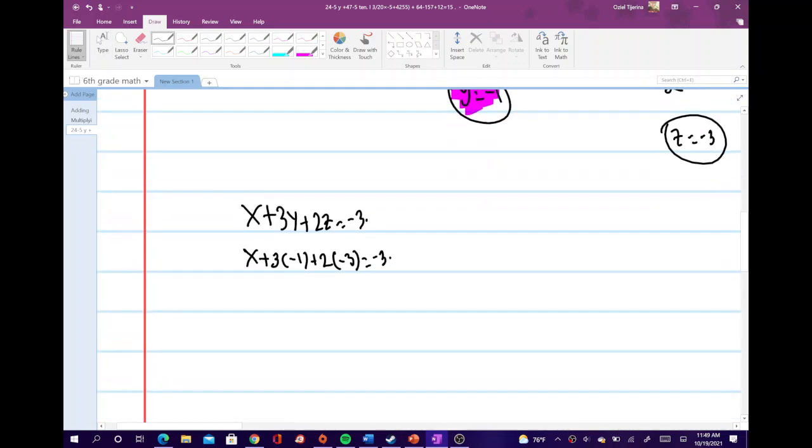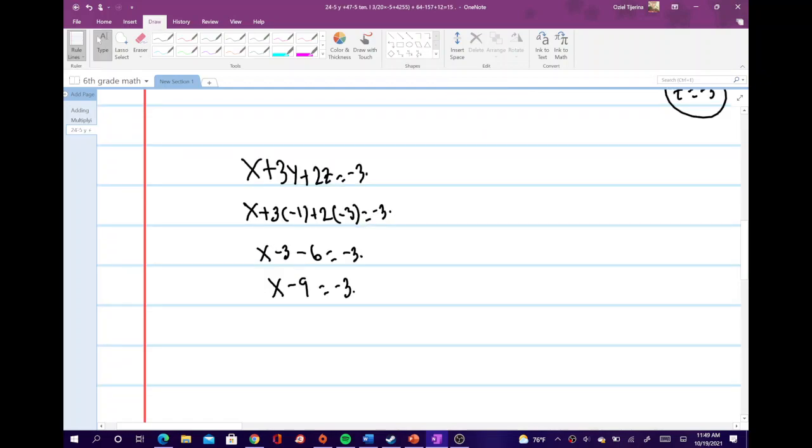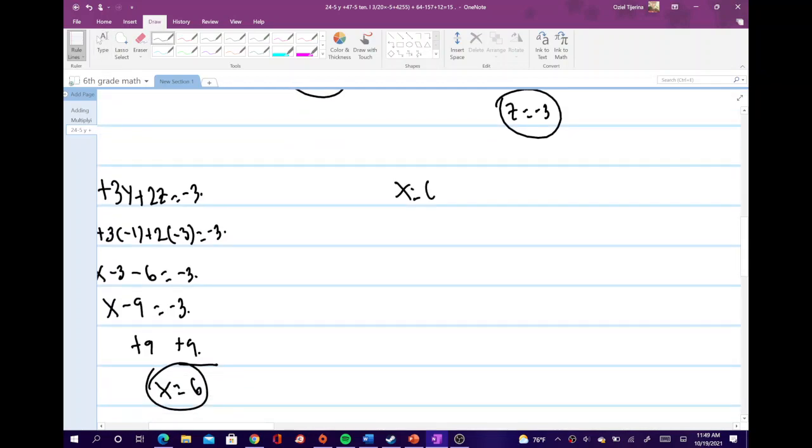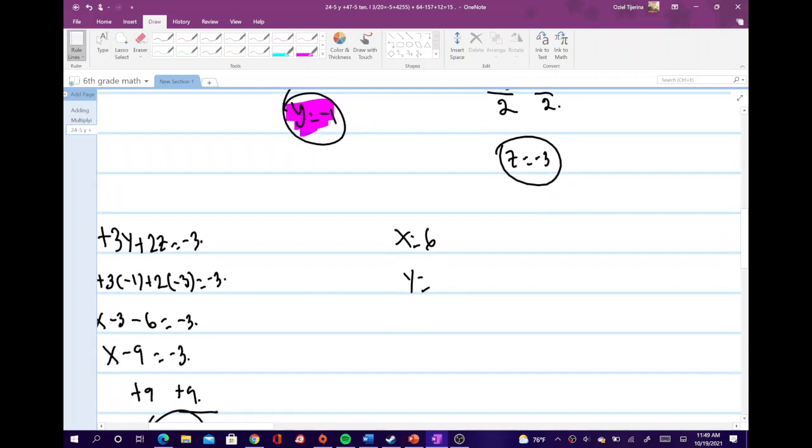So we're just going to simplify this. We have x minus 3 minus 6 equals negative 3. Negative 3 minus 6 is negative 9. So that's equal to negative 3. To solve for x, we just add 9 to both sides. We have x equals 9 minus 3, which is just 6. So the solutions are x equals 6, y equals negative 1, and z equals negative 3.